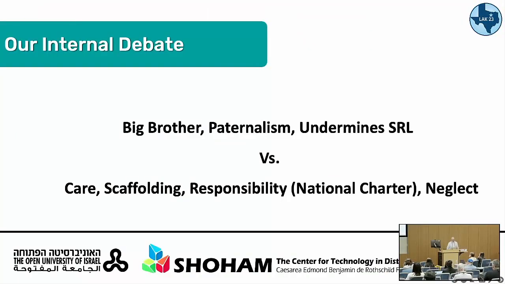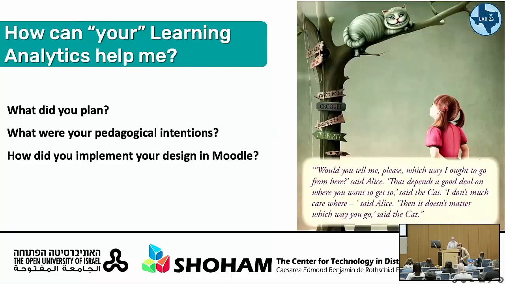Okay, our internal debate currently goes like this. Is it big brother, paternalism, and does it undermine students' natural self-regulated learning? Or is it a matter of care or scaffolding, or our responsibility as a national charter to make sure that students who came without the proper background have the actual chance to do well? And if we don't do this, I think it's neglect. Because if you have the data and you have the opportunity to help on time and you don't do that, then it's neglect.